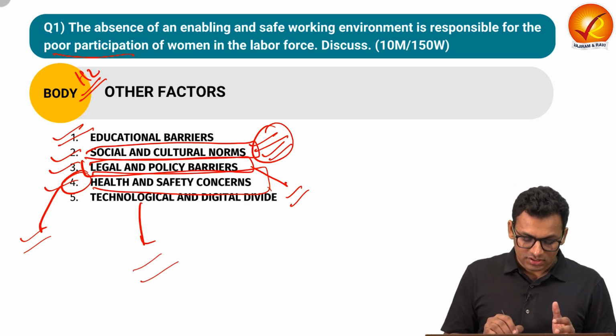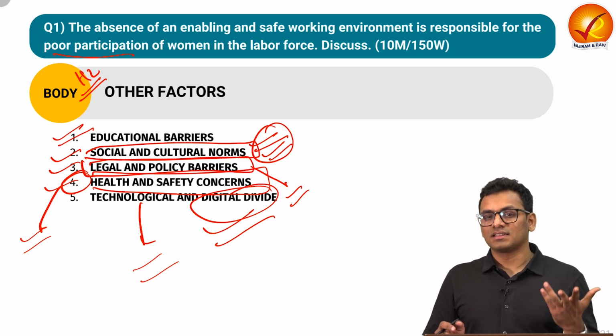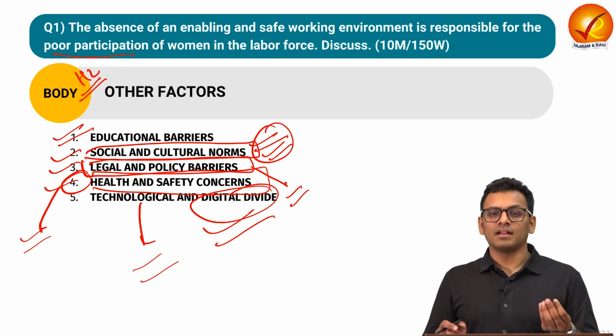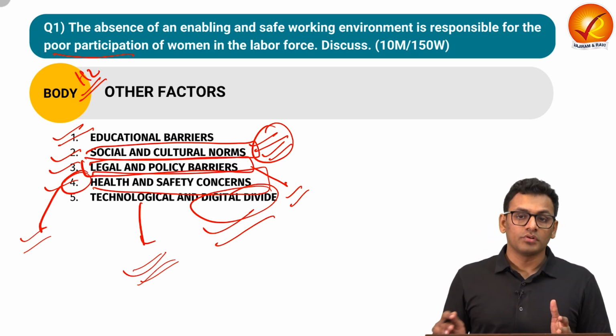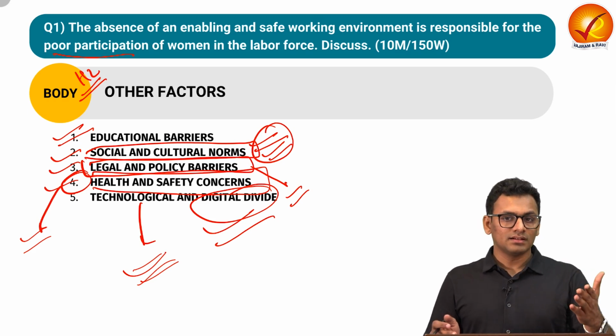And next, we have the technological and digital divide. This asymmetry in access to technology, which is the digital divide, can also hamper women's potential to realize opportunities for employment. So these are the factors that you can write in heading 2 of the body.